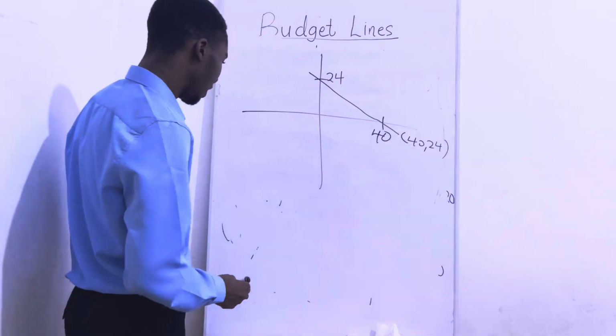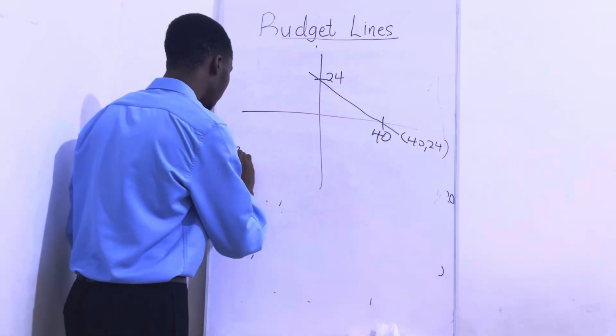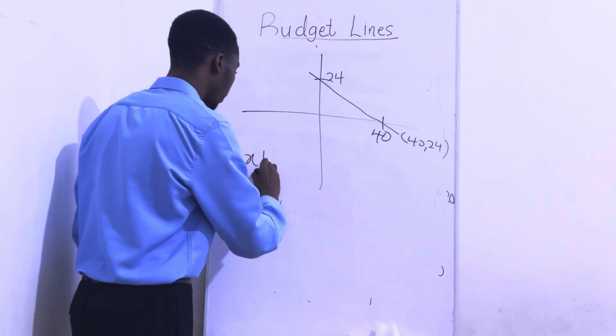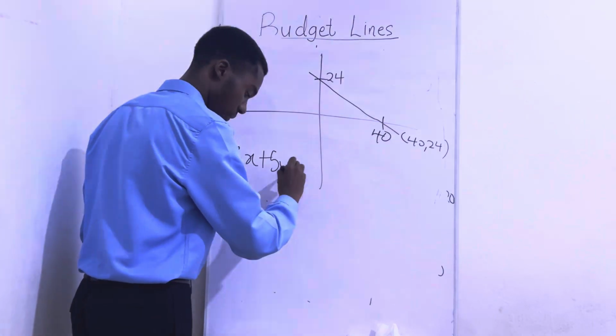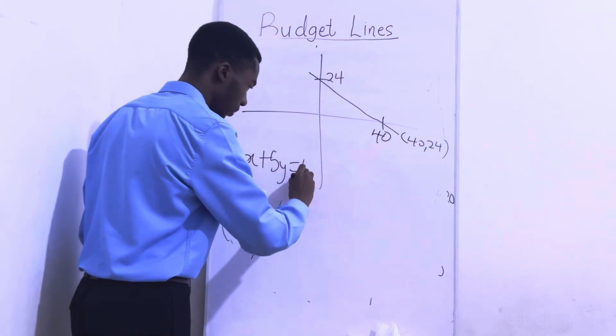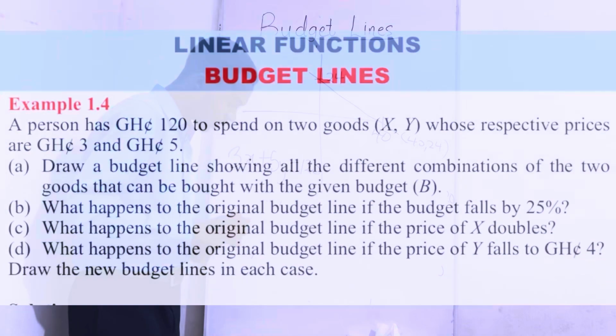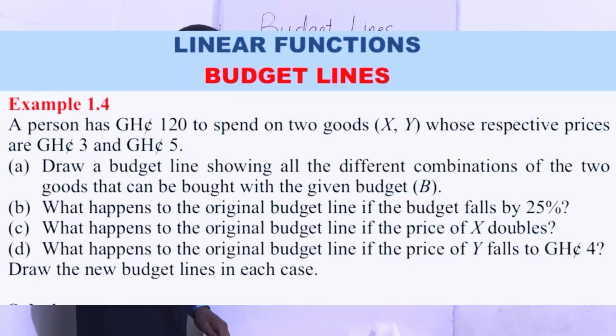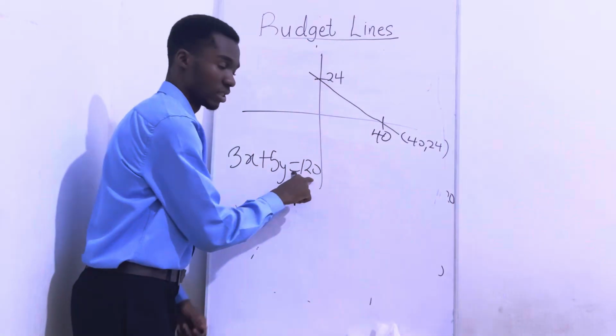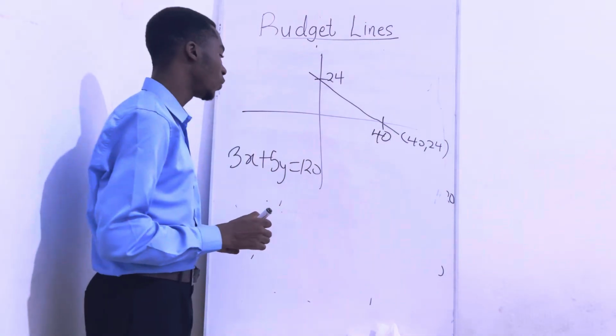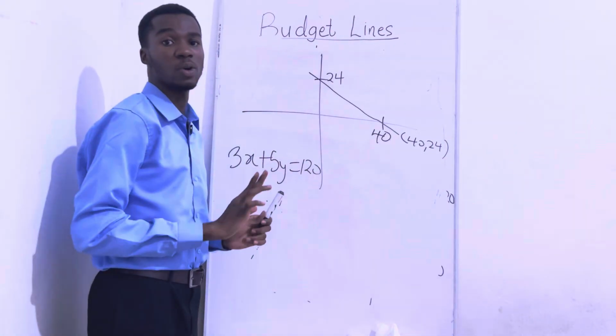The original budget line, first you write the original budget line. So you had 3x plus 5y is equal to 120. This is the original budget line. What is in the question? Now this says what happens to the original budget line. So what happens to this if the budget falls by 25%? And this is the budget, 120 cedis. So they are saying if your budget falls by 25%, what happens to it?